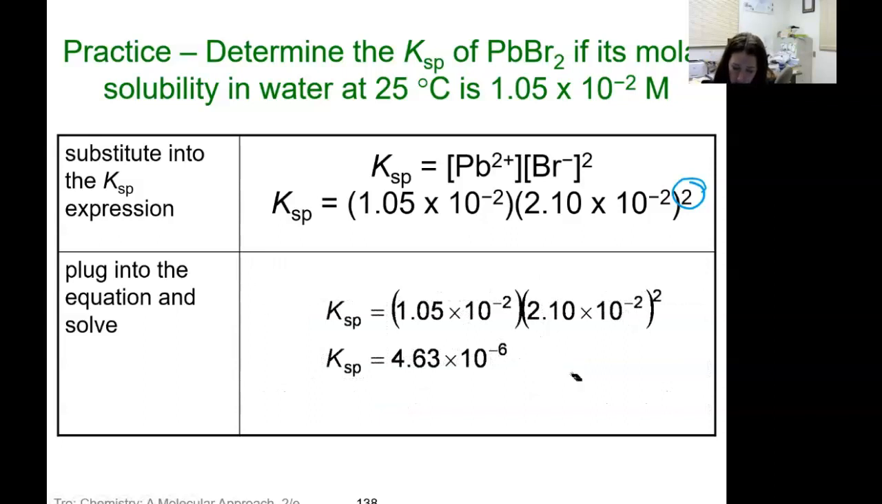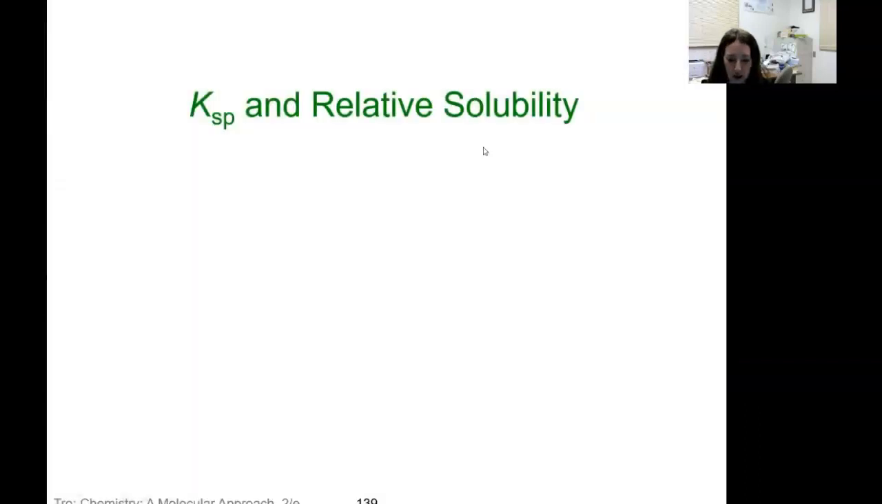And so here is our KSP, 4.3 times 10 to the negative 6. So this is really using what we learned in the beginning of chapter 14 when we started with equilibrium. It's kind of good review because we've been sitting with acids and bases for so long. This is getting us back to reviewing chapter 14 again. Okay, so now let's look at our KSP and relative solubility.